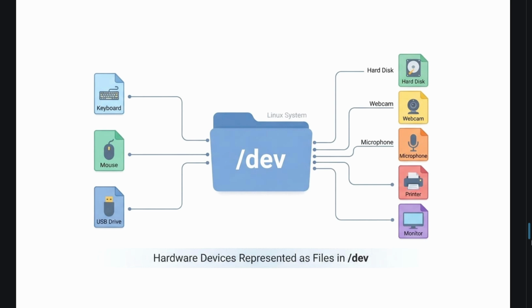So now let's see /dev. Earlier when I mentioned that in Linux everything is a file, the dev directory is the perfect example. This folder represents hardware devices as files: hard disks, USB drives, keyboards, mouse, microphones, printers, webcams, everything appears here. Instead of talking directly to hardware, Linux communicates through these device files.